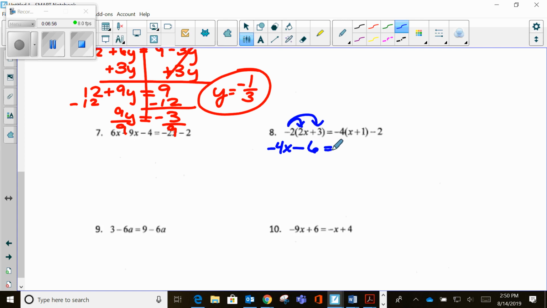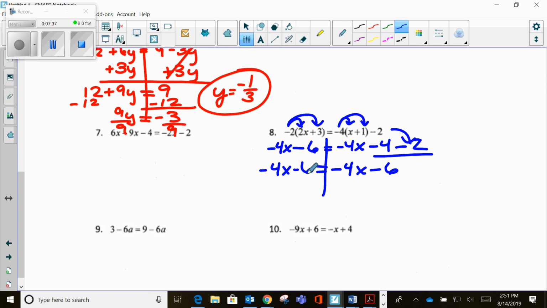I have another parenthesis, so another distributive property. Negative 4 times x is negative 4x. Negative 4 times 1 is a negative 4. That extra negative 2 is outside the parentheses, so I'm just going to bring it down to the next step. Question number 2 is, do I have like terms? So I'm going to look at the left, no like terms. I'm going to look at the right, and I notice I have a negative 4 and a negative 2, which I can combine to give me a negative 6.